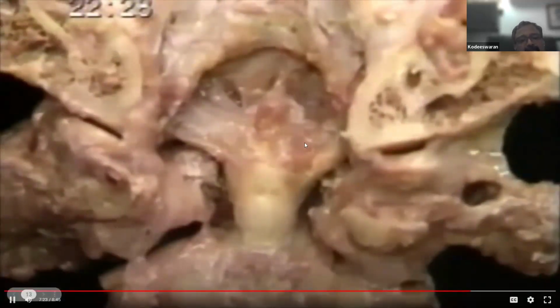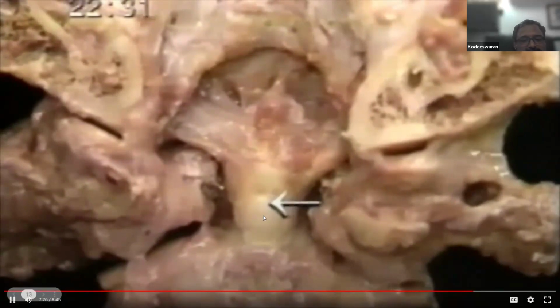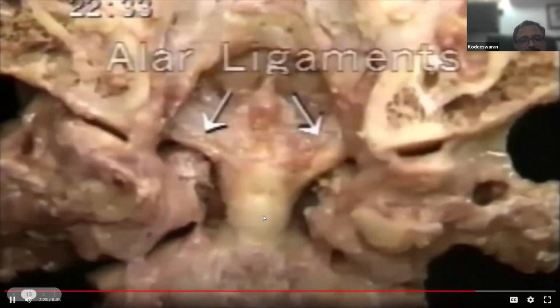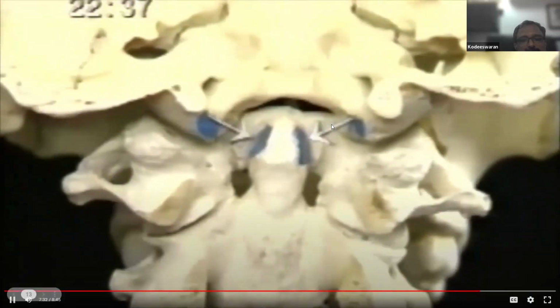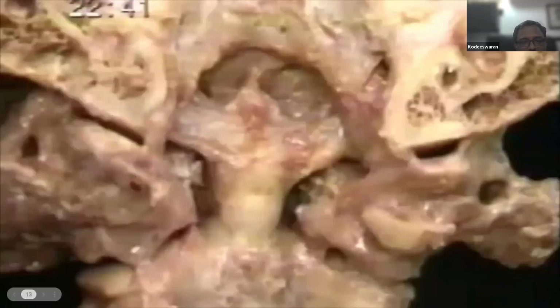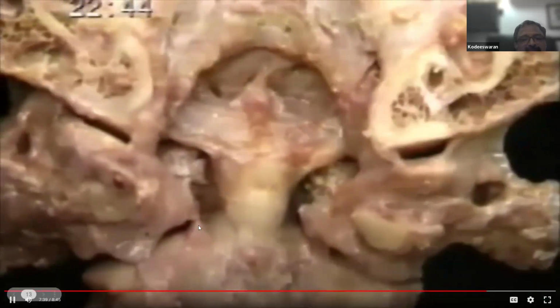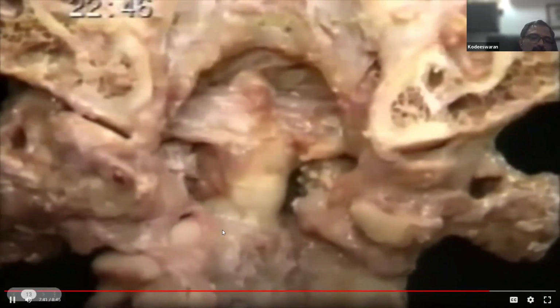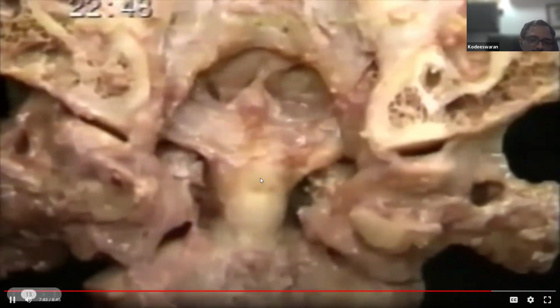Now coming to the alar ligament, which is attached to the tip of the odontoid process and also to the occipital condyle. It prevents excessive rotation of C2. So it limits the rotation of C2.